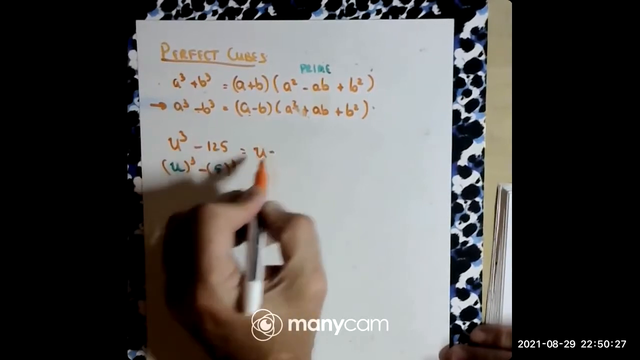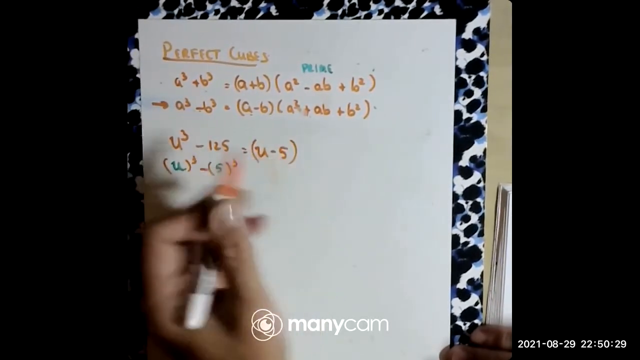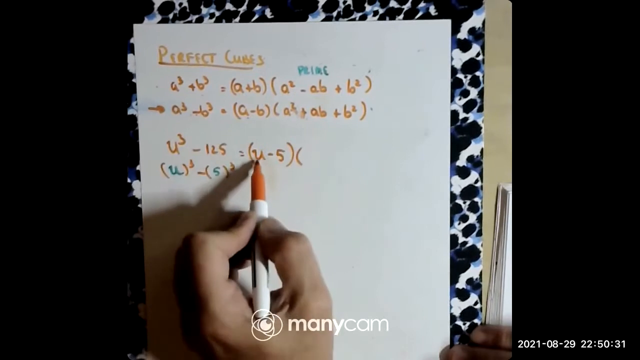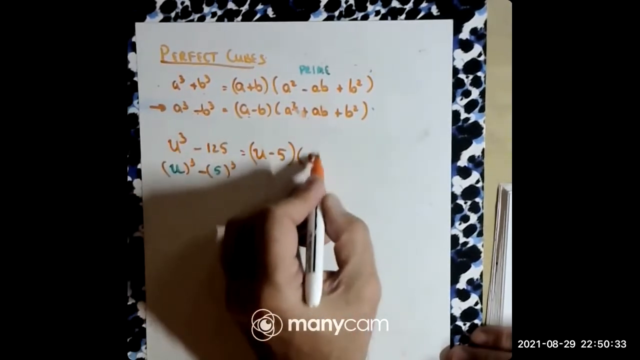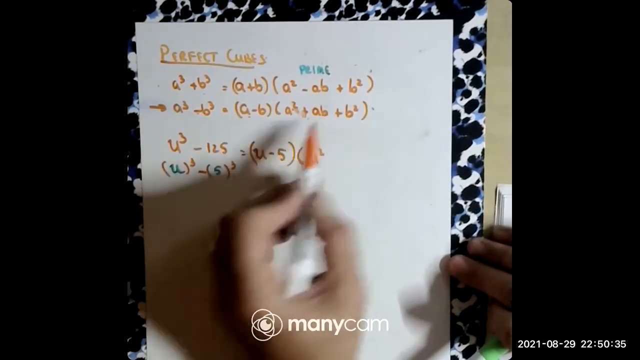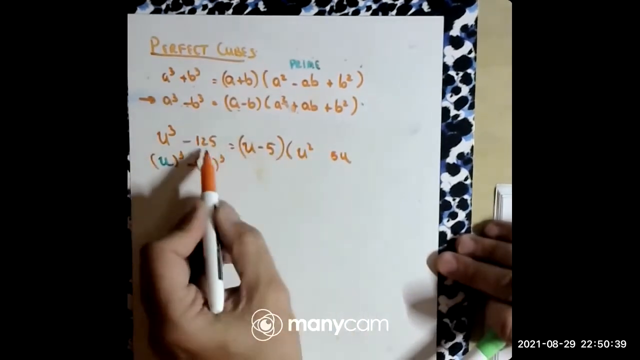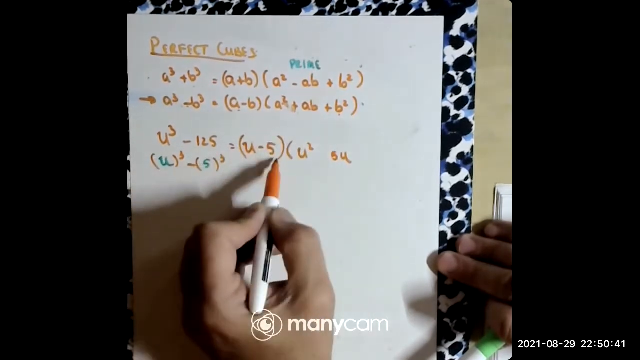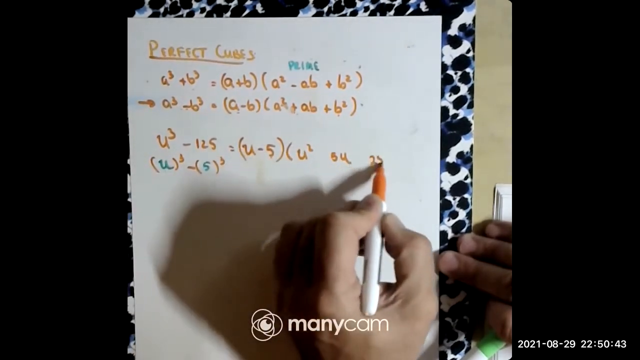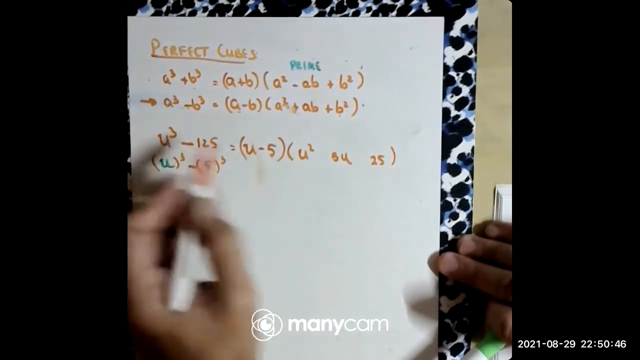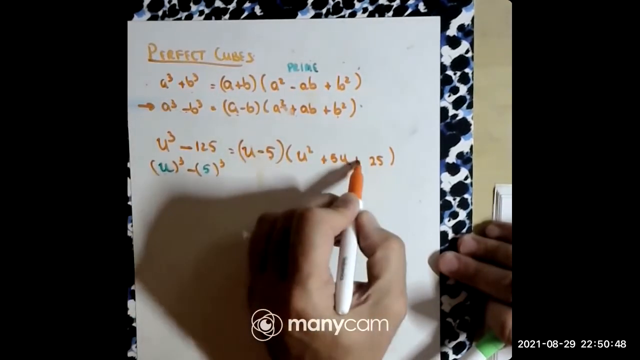u minus 5, that's my a minus b, times we square the first one, a squared, that will be u squared. For the middle one, we multiply 5 times u, 5u. And for the third term, we square b, so 5 squared, that will be 25. So this is minus, plus, plus, done.